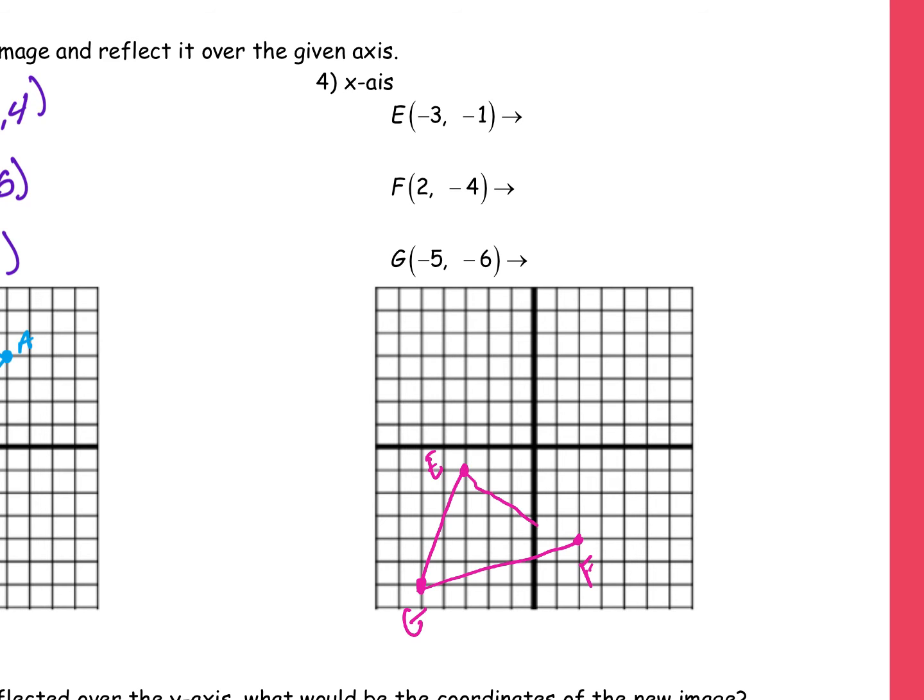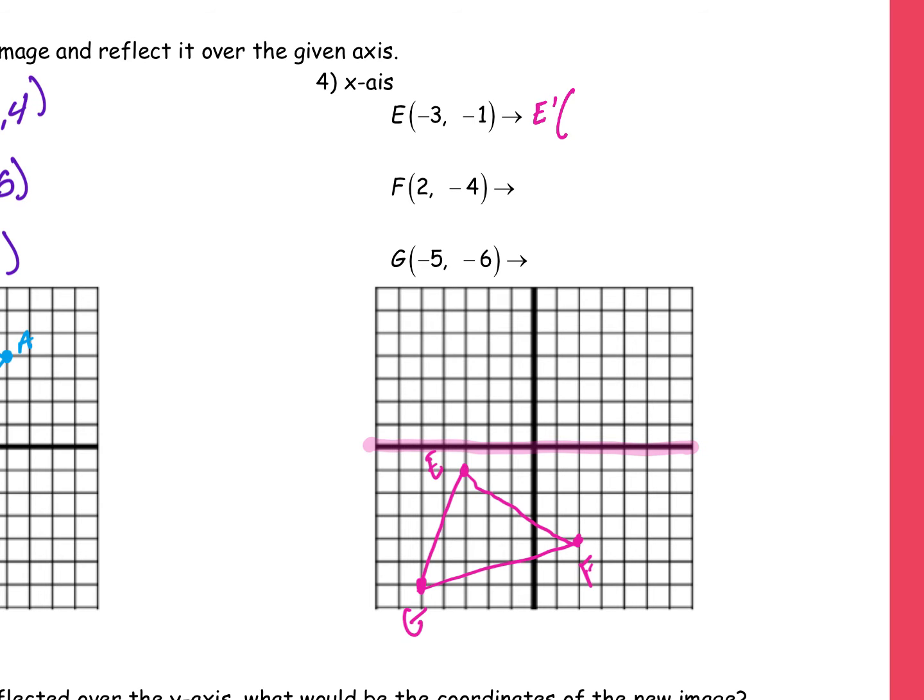How's that look? Okay, which axis am I flipping it over this time? X. And which one is the X? This one or this one? Horizontal, good. So over this one. Okay, so where is E prime located at?